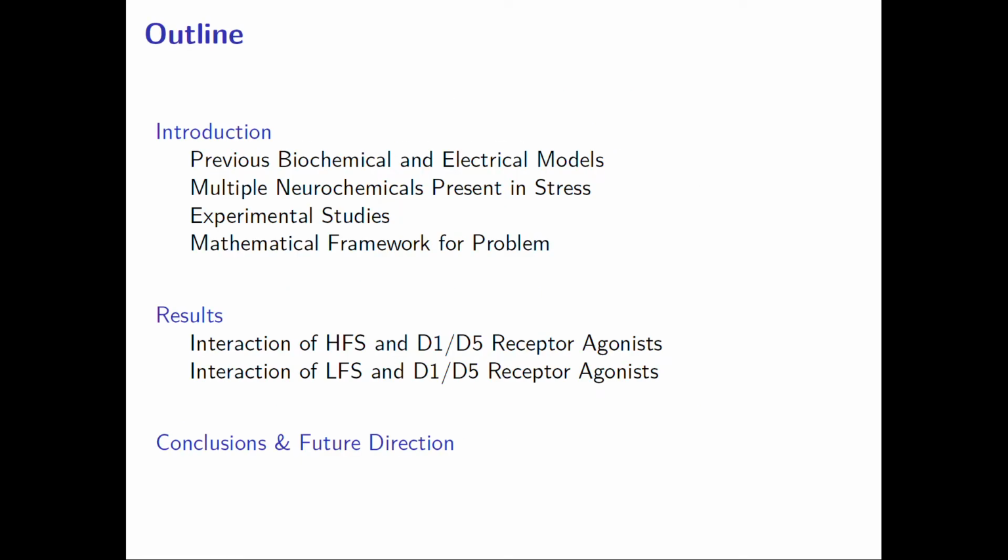I will begin with an overview of the different types of computational models in the neuroscience community, then talk about the challenges of understanding how multiple neurochemicals present in stress affect learning and memory. Next, I will move into the existing experimental studies, then how we developed our computational framework, and then go through how our model compares with the experimental results. And finally, some takeaways from our approach.